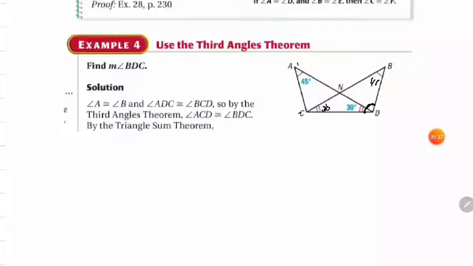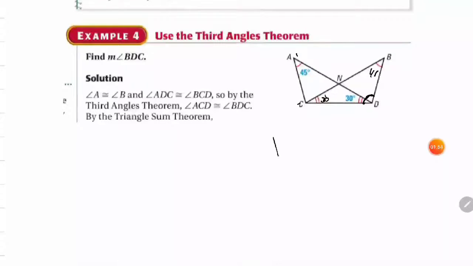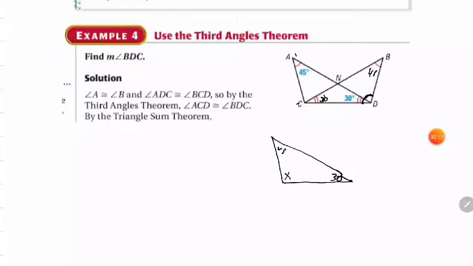Okay, so if we look at triangle ACD and triangle BDC, we can show that the third angles of those triangles are congruent. So I'm going to redraw it really quick. So here's ACD. This is 30. And then this, we don't know what this angle is, because remember this kind of gets split in half and there's the other 30 there. So we don't know what this is, but we do know that this is 45.